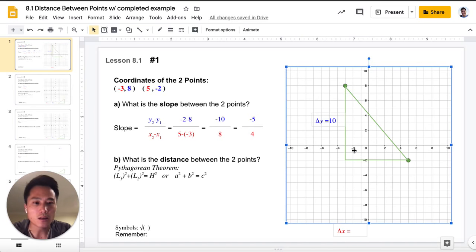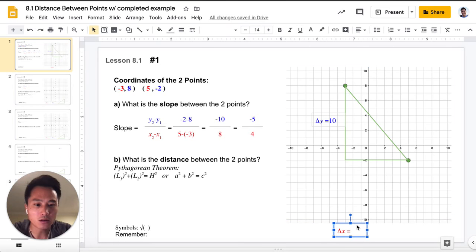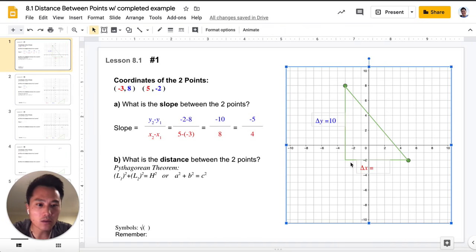Then this horizontal leg of the slope triangle is the difference between this x value at this corner to this x value of this point. So we're going from an x of -3 to an x of 5. The difference between 5 and -3, 5 minus -3, is 8.